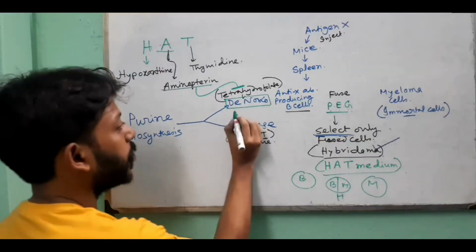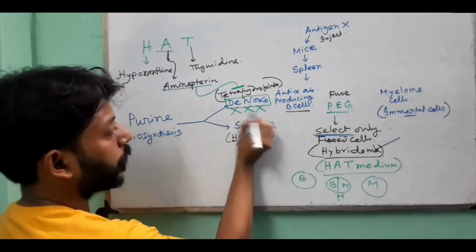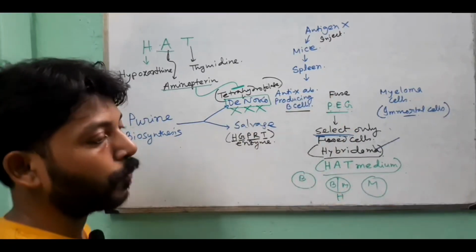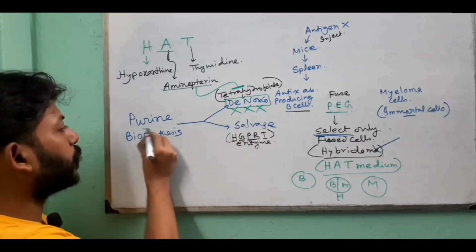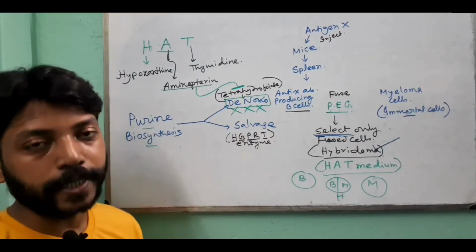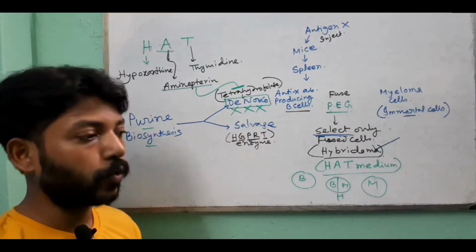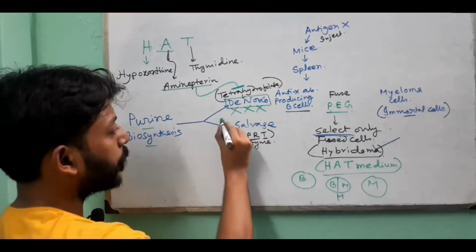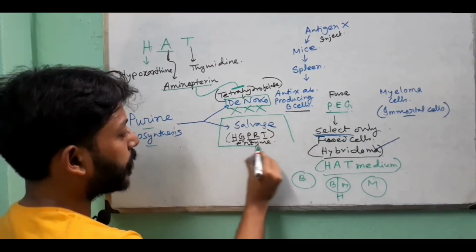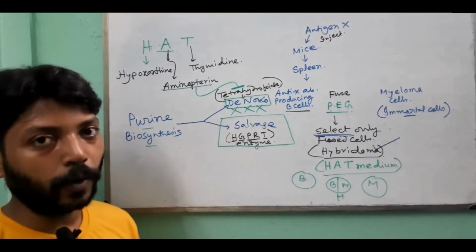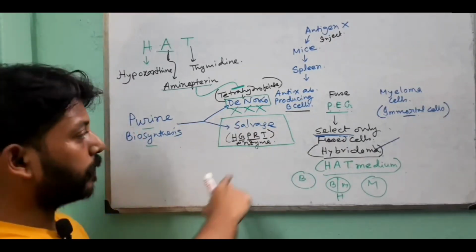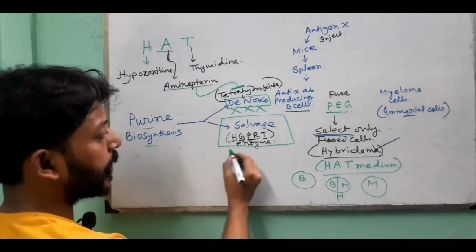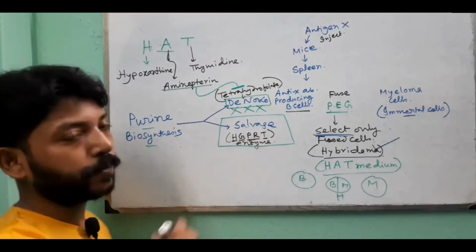The de novo pathway is totally prohibited for these cells, because as we know, purine is a nucleotide and is important for replication. If a cell does not replicate, it will die. So only one pathway is open, the salvage pathway. Only one pathway is available, so these cells can go through the salvage pathway.